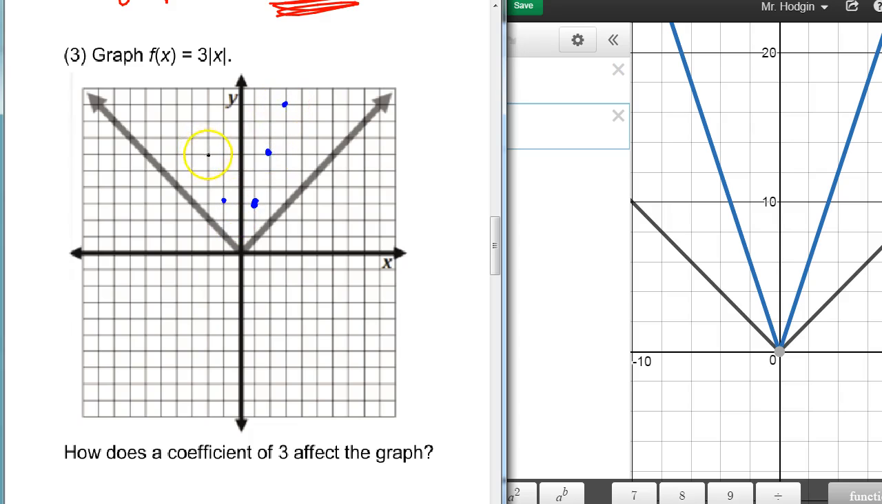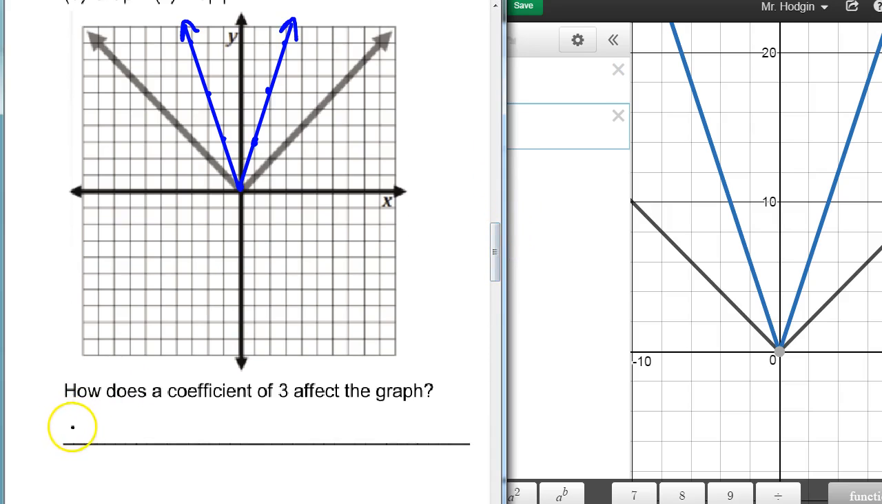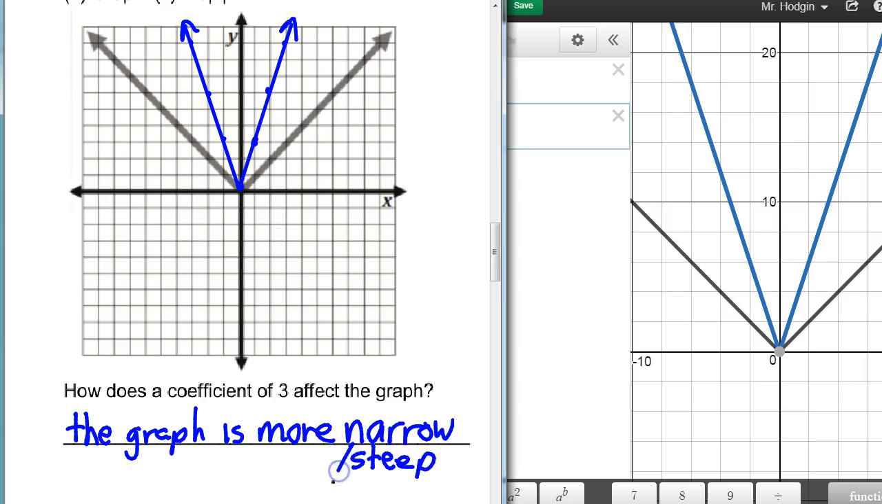So what would be a good adjective to describe this? It's no longer wider, right? So what is it? More narrow. There we go. The graph is more narrow. Someone else might say steep. Okay, it's more narrow, it's more steep.